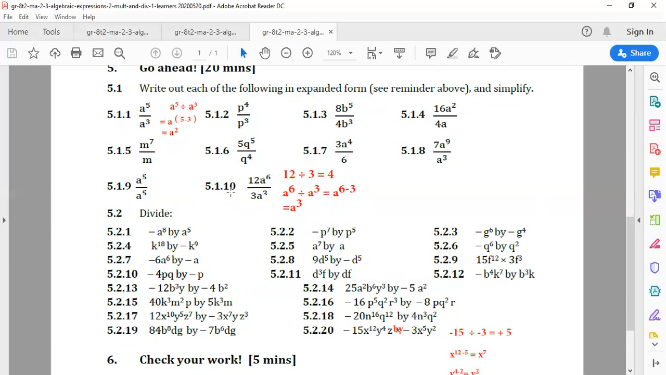Question 5.1.10. You are given 12a to the exponential 6 divided by 3a cubed. So the first thing that you needed to do was divide. 12 divided by 3 is 4. Then you work with your base and exponent. A to the power 6 divided by a cubed is equal to a, and the exponent is 6 minus 3, which is 3. And then your final solution is 4a cubed.